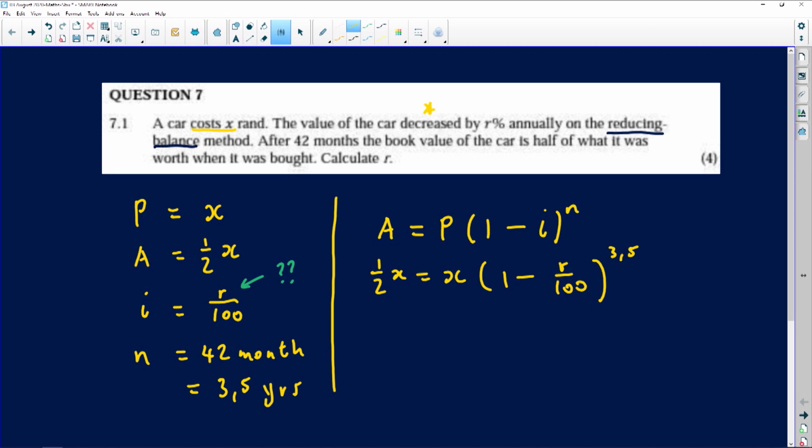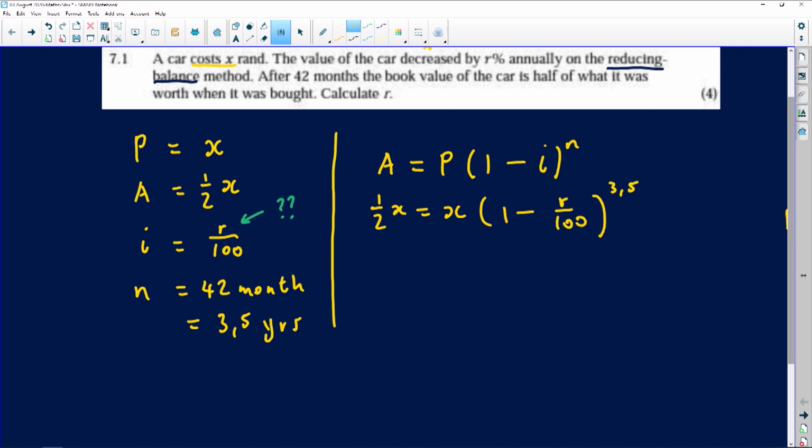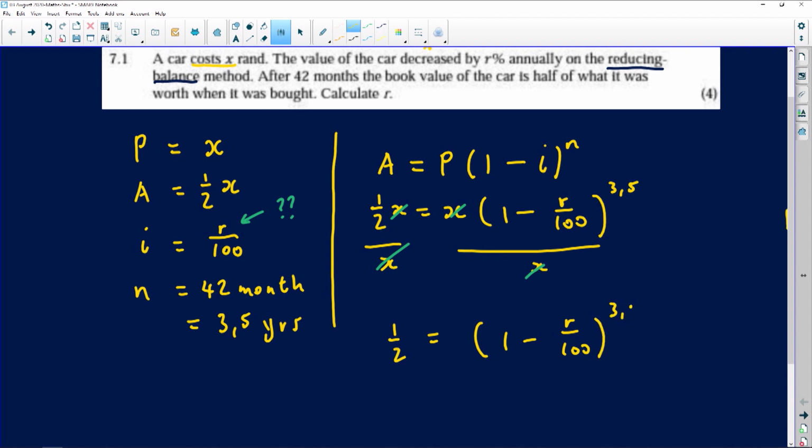Now from here, the rest is just basic algebra, making R the subject of the formula. Don't let that X intimidate you, because when you divide both sides by X, the X is simply going to fall off. So this X will cancel that X out. You're left with only half on your left, which means half is (1 minus R all over 100) to the power of 3.5. Now I'm after the stuff inside the brackets.